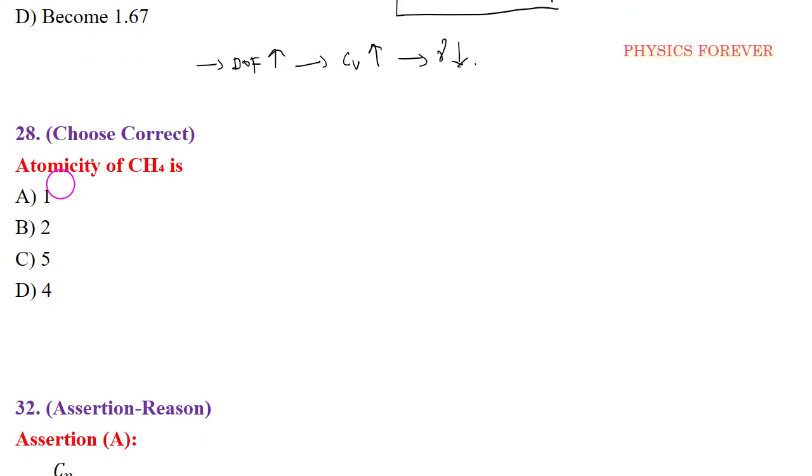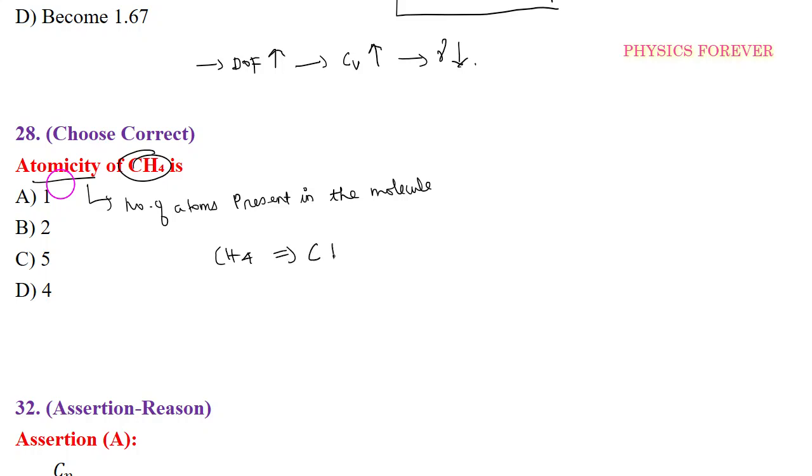So the next one, question number 28: what is the atomicity of CH4? Already we know what is meant by atomicity: it is the number of atoms present in the molecule. Suppose CH4, then C plus, how many H are there? 4. H plus H plus H plus H, then we get the answer, so option C is correct.